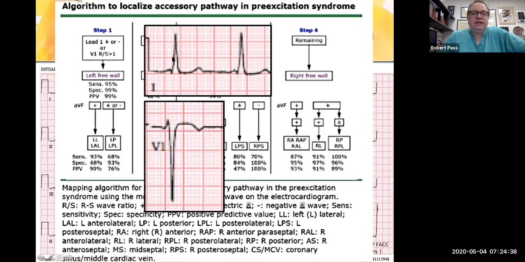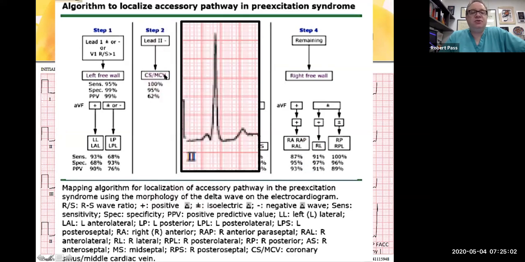When we look at lead 1 on this ECG, we see that the delta wave is positive. It's going upright, so this is rejected. And in V1, we see that the S wave is much larger than the R wave. So we've shown that in reference to question 1, neither is true. This removes it from being on the left side.